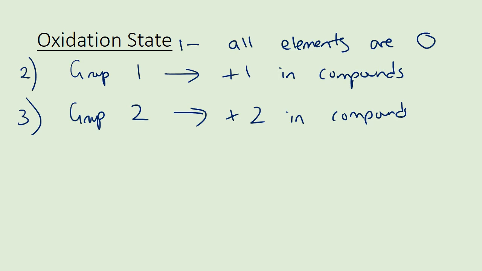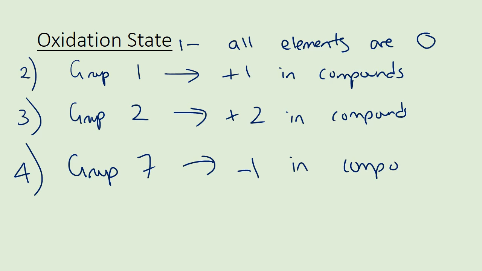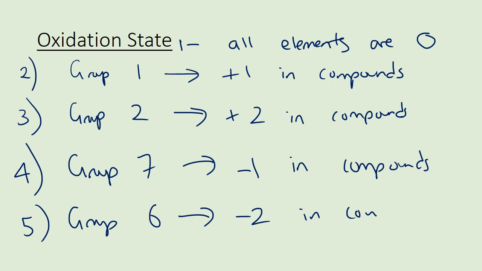Now when it comes to group 7, they like to gain electrons and therefore they will be -1 in compounds. And similarly, group 6, they will like to become -2 in compounds. Now I'm going to refine these rules a little bit in a couple of slides time, but that's generally true. The only ones we're going to look out for really are these last two. I'm going to put a couple of exceptions later on, but that's a good rule of thumb to start with.